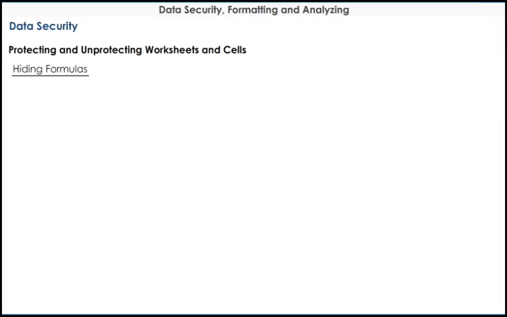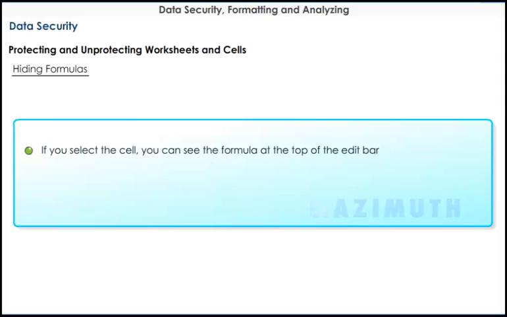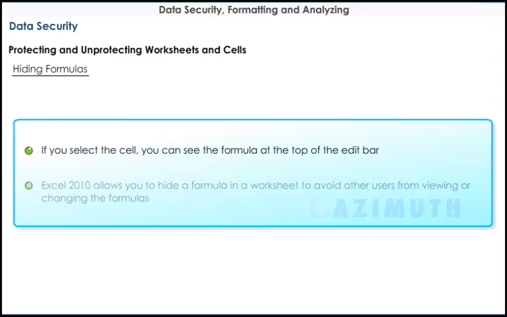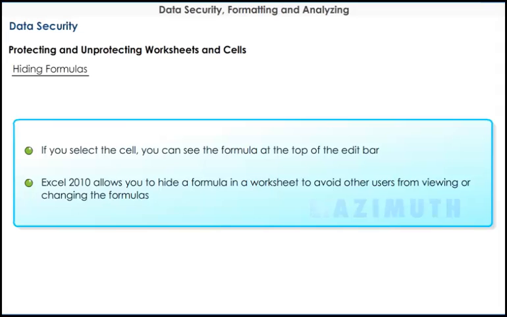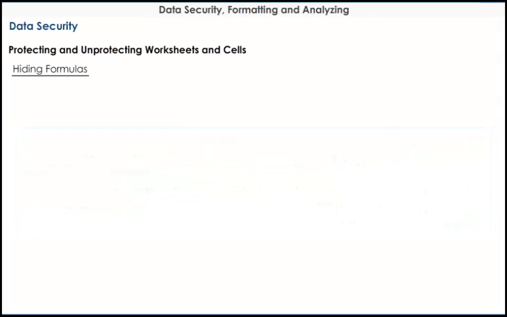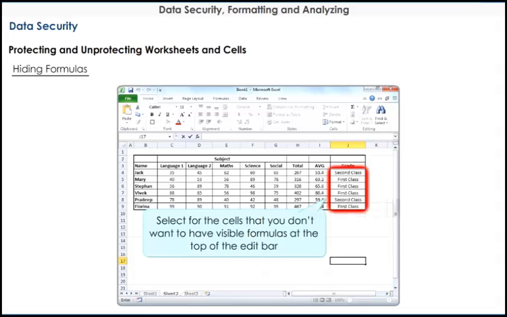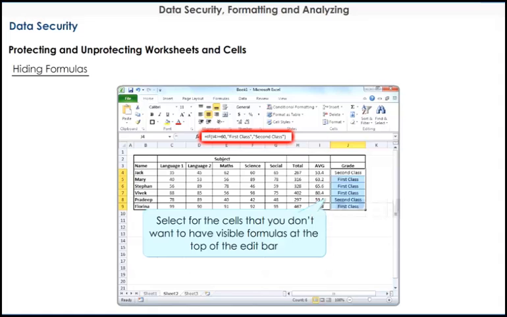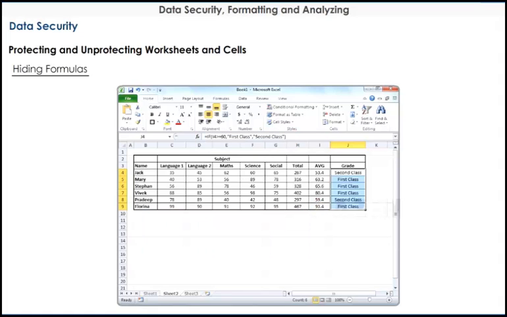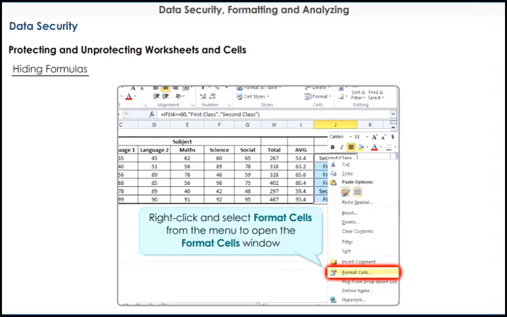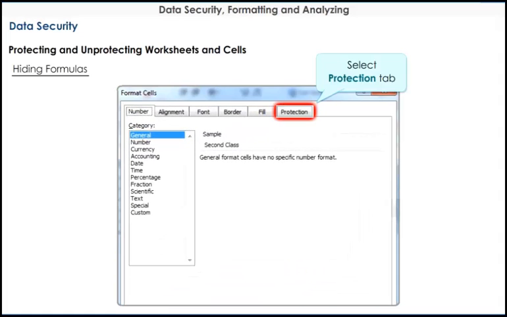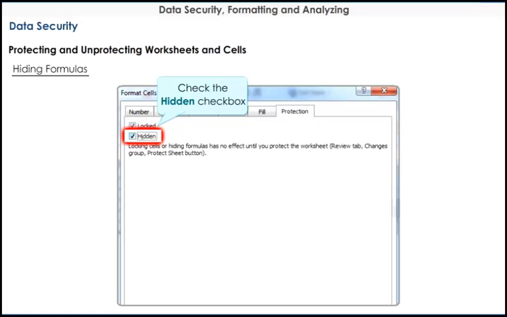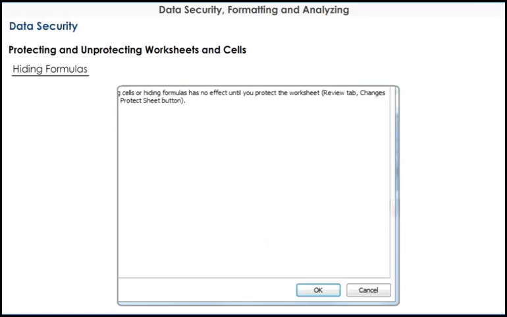Hiding formulas. Now, let us learn how to hide a formula. If you select the cell, you can see the formula at the top of the edit bar. Excel 2010 allows you to hide a formula in a worksheet to avoid other users from viewing or changing the formulas. To do so, select the cells that you don't want to have visible formulas at the top of the edit bar. Right-click and select Format Cells from the menu to open the Format Cells window. In that, select Protection tab, check the Hidden checkbox, and click the OK button.